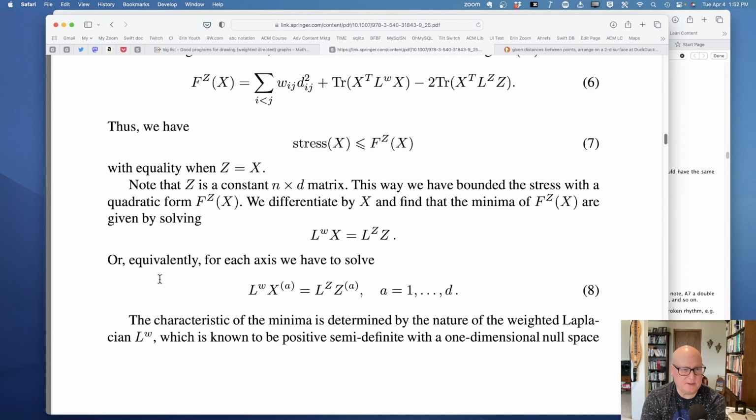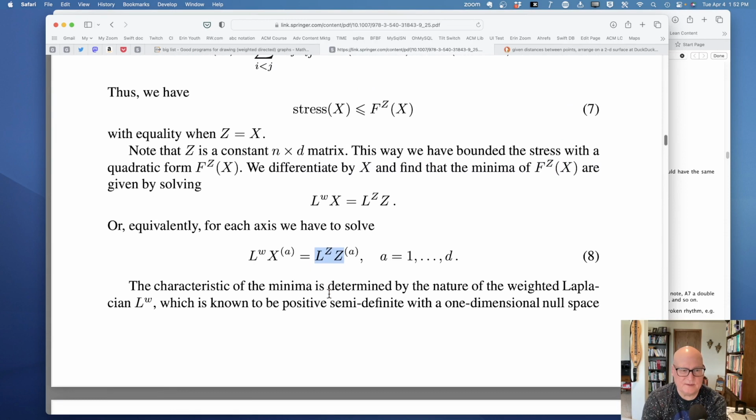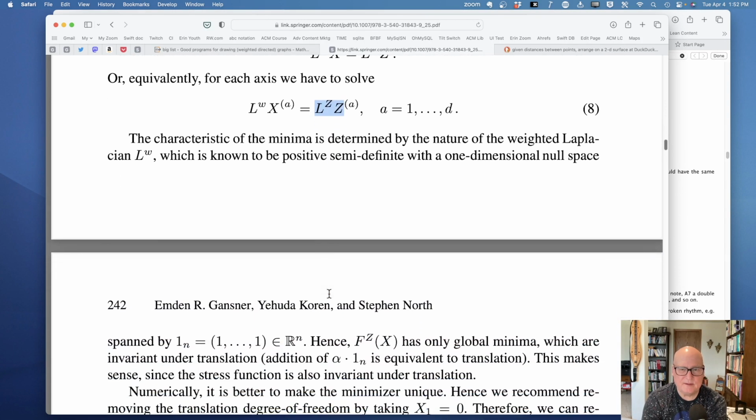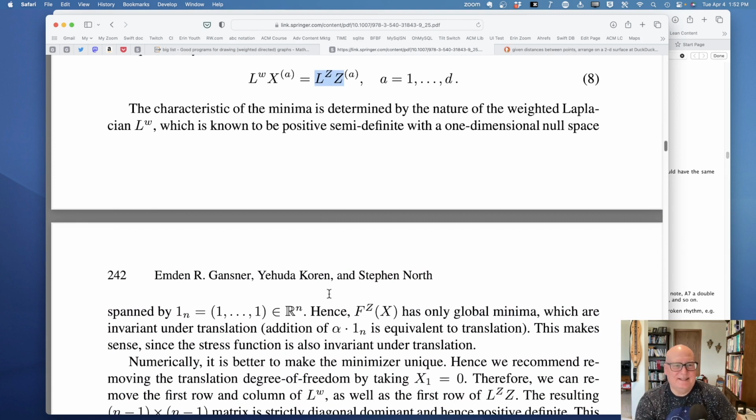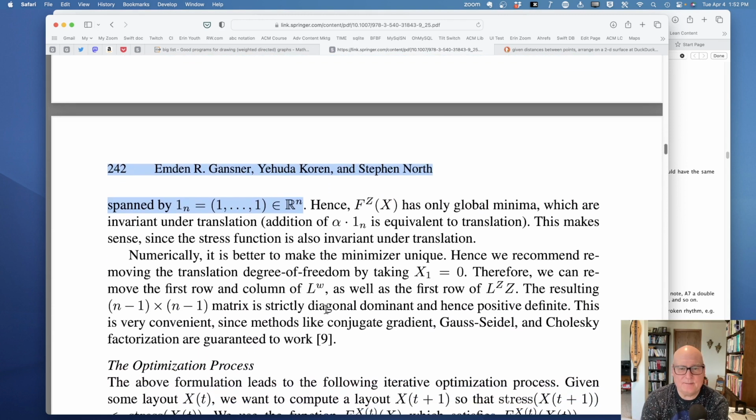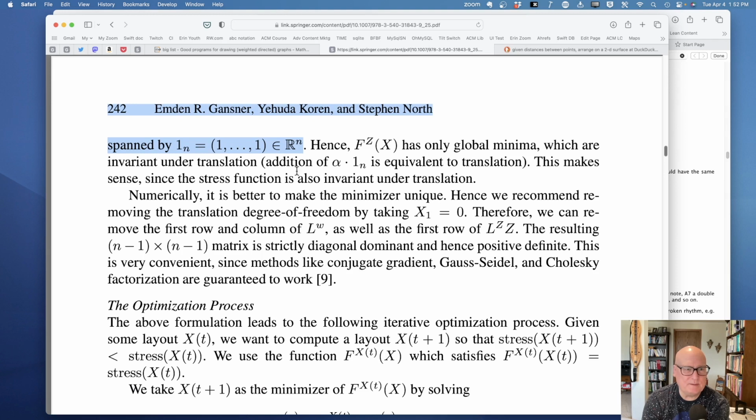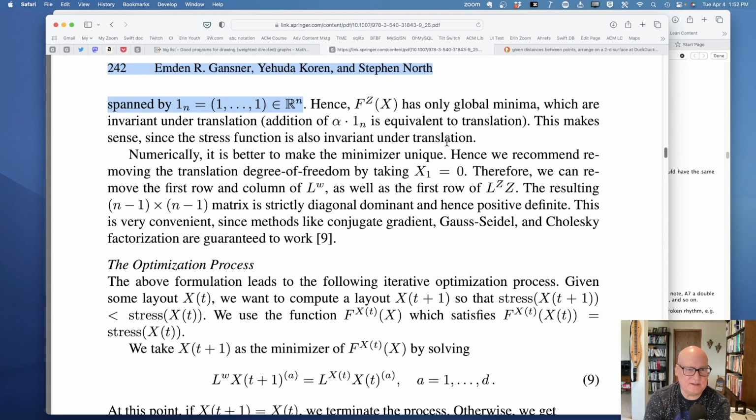Okay. So for each axis, we have to solve this formula. It's going to take some decoding. Known to be positive semi-definite with a one-dimensional null space spanned by 1n. It has a global minimum, invariant under translation. That's good. So this is invariant. Okay. We want to make the minimizer unique. We ought to take x1 equals 0.